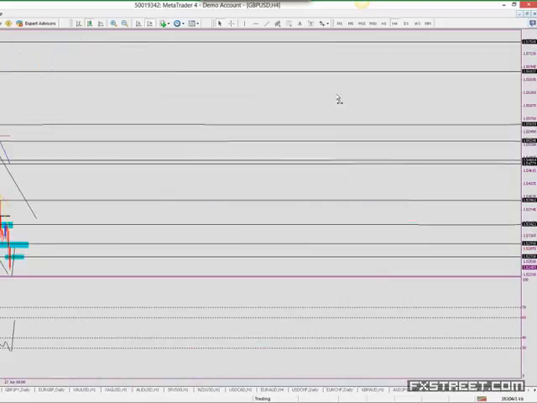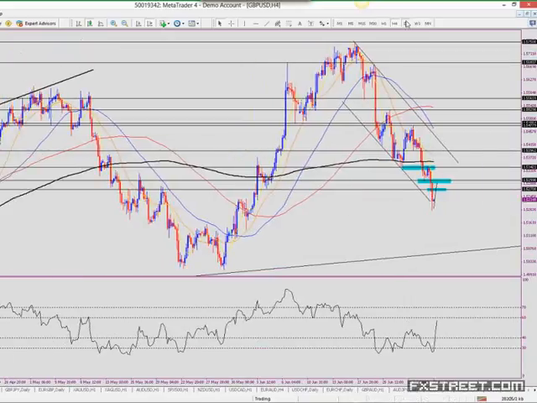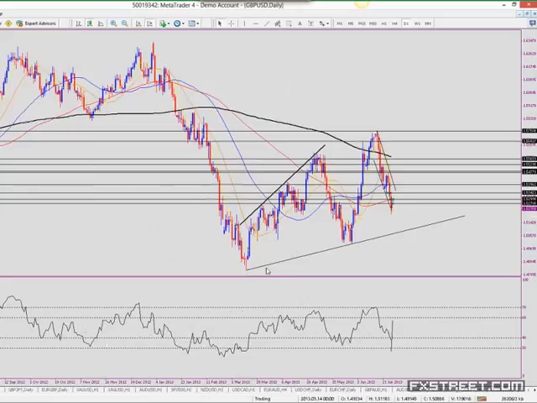If we look at the daily chart, and you connect these lows from the 2013 lows here, first low here, second low here, we have the 1.50, 1.51 area, wherever that price might meet this trend line. So we do have some further downside.